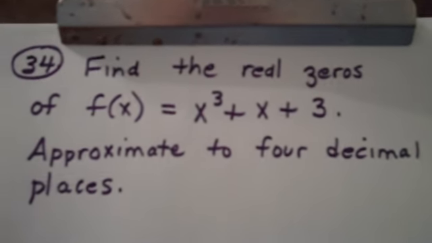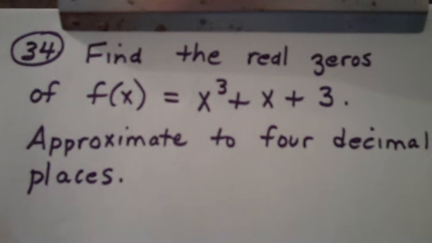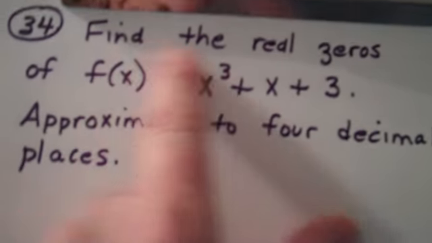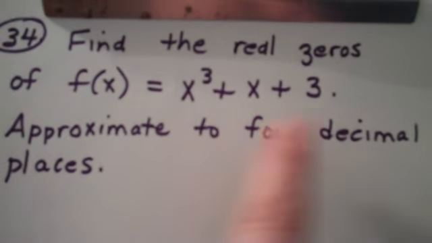Okay, ladies and gentlemen, let's look at the function f(x) = x^3 + x + 3. And what we're asked to find here is the real zeros of this function.